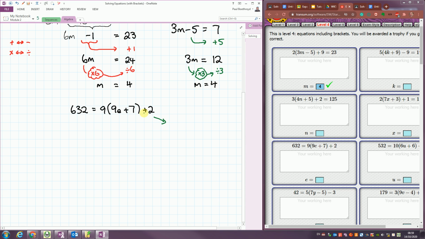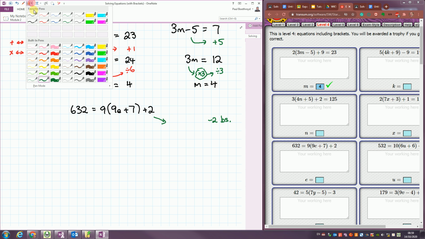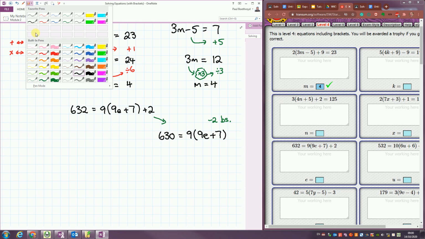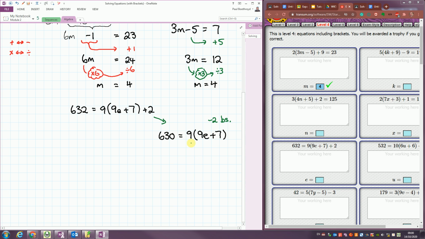Okay, so the first step is subtract 2 from both sides. So this gives me 632 minus 2 is 630. That is equal to 9 times (e plus 7). Green method is do the division, don't expand the bracket. So we're going to divide by 9. So that's actually a times 9, and on the other side it becomes a divide by 9.